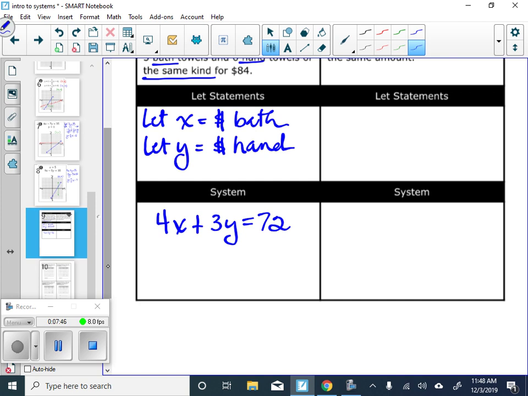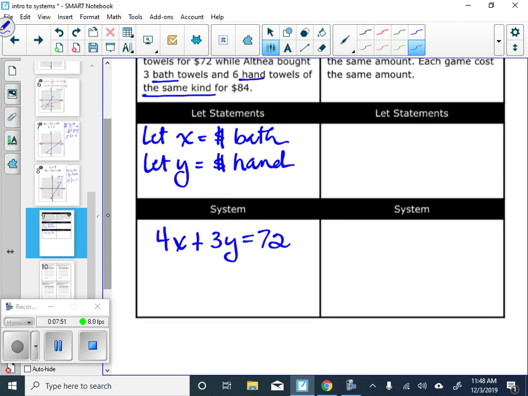But it's a system, so I need 2 equations. So write Aletha's next. What do I know about Aletha? 3 bath towels. So 3x plus 6y, good, equals 84. Now at this point, could I go ahead and graph them and find a solution? You bet. I'm not going to today. But I could graph these and find a solution, and then I'll know that the X value in the solution is the cost of the bath towel, and the Y value in the solution is the cost of the hand towel. Questions for me? These aren't too bad.